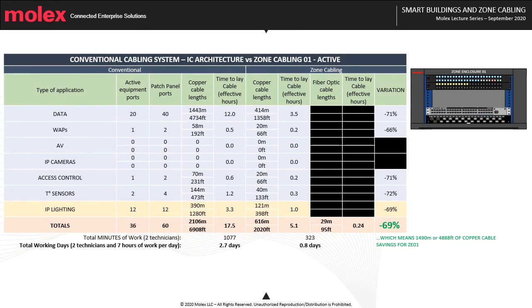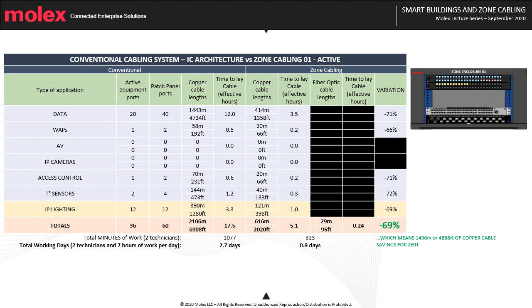The table on this slide is finally a comparison between our conventional cabling and our zone cabling architecture for zone enclosure 1 only. And as can be seen, the length of required copper cable is greatly reduced. Just with zone enclosure 1, we can reduce the length of our copper cable runs by 69%.